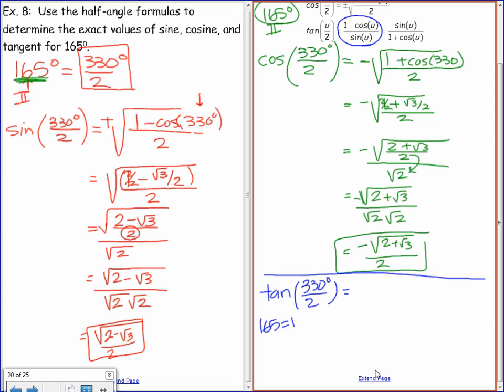165 degrees is in the second quadrant. So I want the negative case. But wait a minute, I don't have to worry about that with tangent. I just do the problem and I'm happy. So this is going to be 1 minus the cosine of 330 degrees over the sine of 330 degrees. So this is 1 minus the square root of 3 over 2 divided by 1/2.